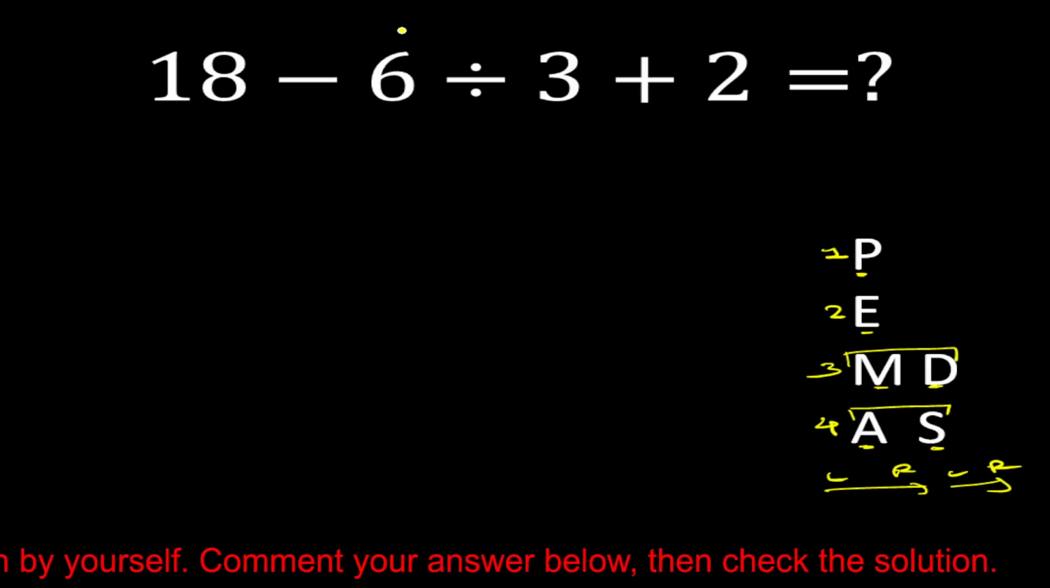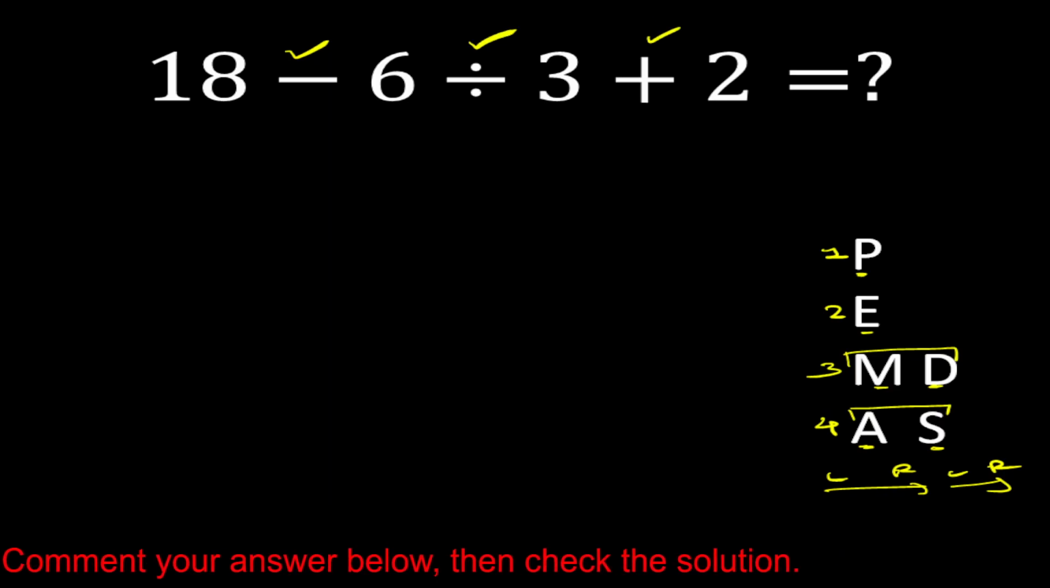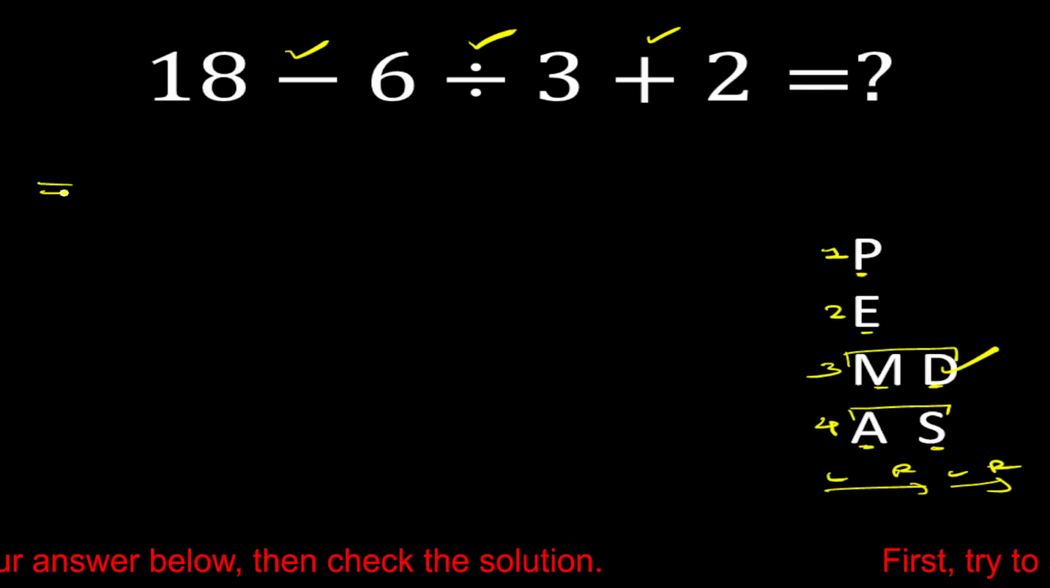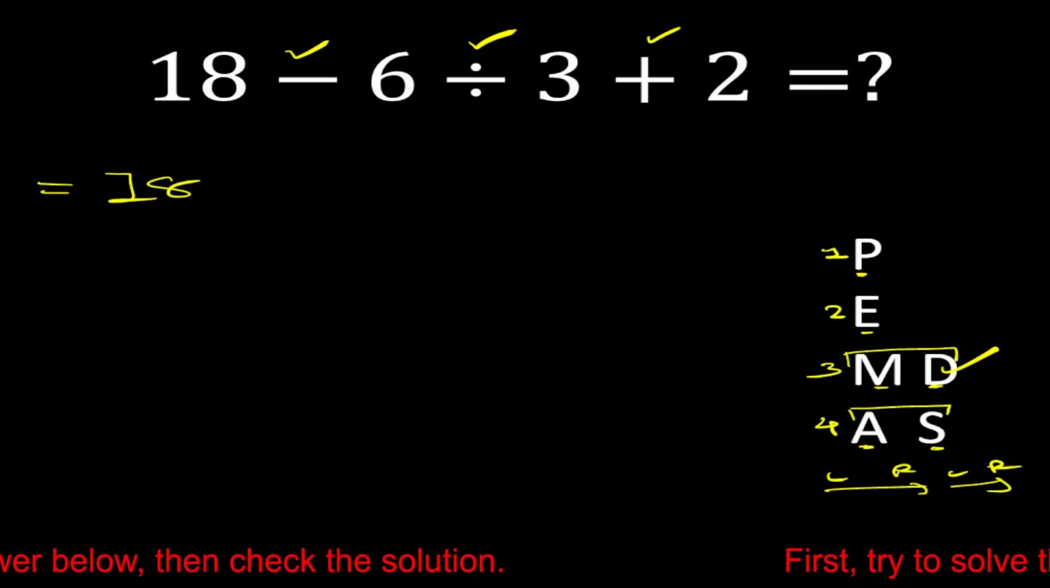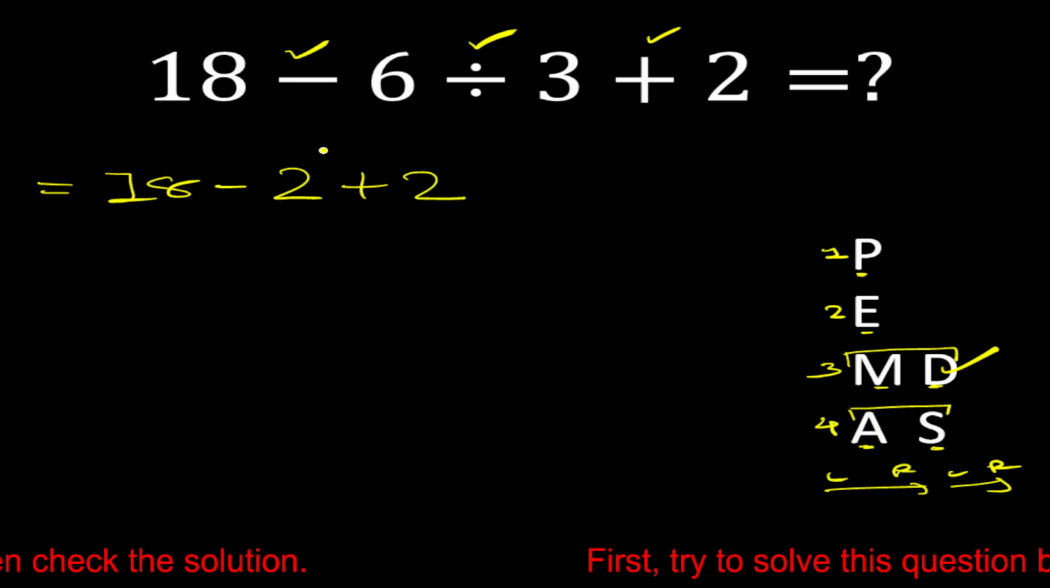Okay. In this question, we have one subtraction, one division, and one addition. So according to the PEMDAS rule, first we have to solve division. Okay. It is equal to 18 minus, now 6 divided by 3 is equal to 2, plus 2.